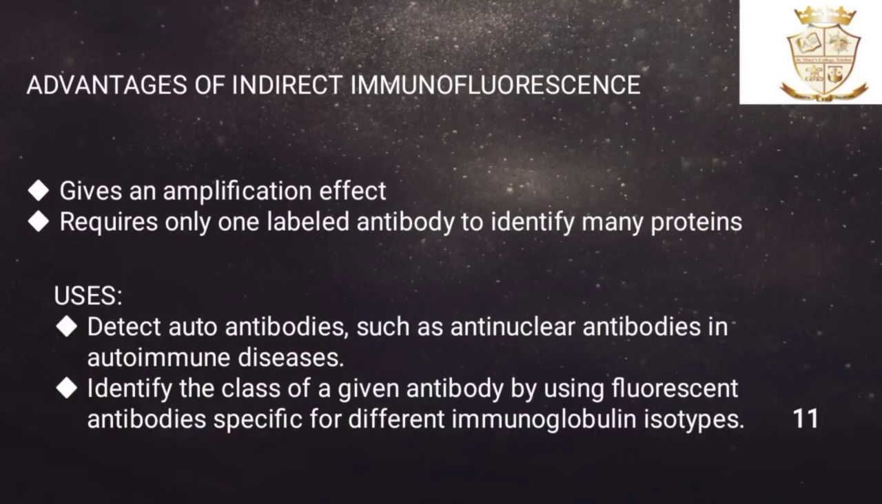Then advantages of indirect immunofluorescence. It gives an amplification effect, and it requires only one labeled antibody to identify many proteins. Indirect immunofluorescence is used to detect autoantibodies such as anti-nuclear antibodies in autoimmune diseases and to identify the class of a given antibody by using fluorescent antibodies specific for different immunoglobulin isotypes.